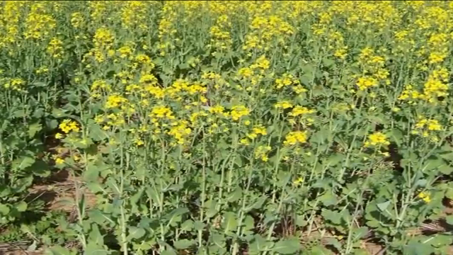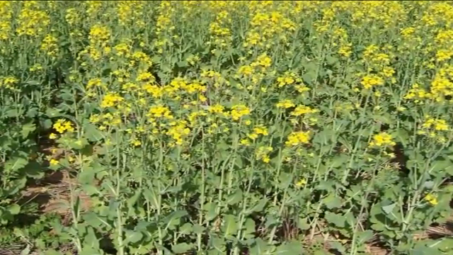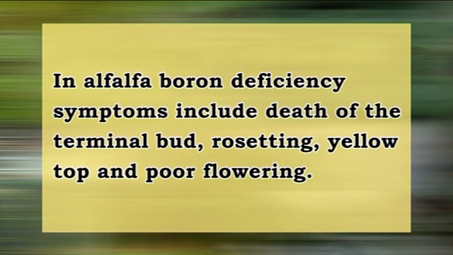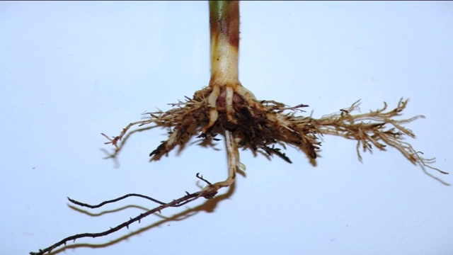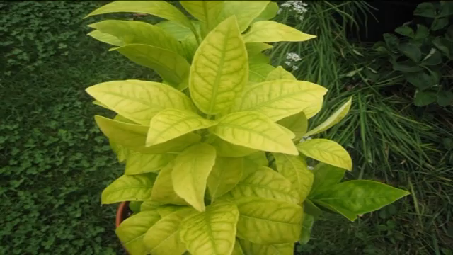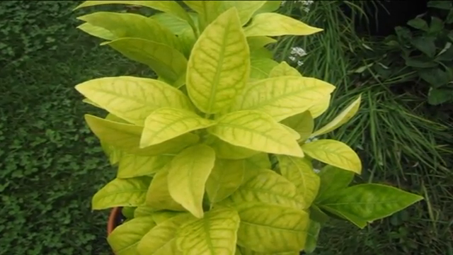In canola, the symptoms of a boron deficiency can be confused with a sulfur deficiency. In alfalfa, boron deficiency symptoms include death of the terminal bud, rosetting, yellow top and poor flowering. When a boron deficiency is moderate, seed yield is often reduced without any evidence of severe deficiency symptoms during vegetative growth. Chlorine. Chlorine deficiencies are very rare. Therefore, symptoms are seldom observed. Symptoms may include stubby roots, some chlorosis of new leaves and plant wilting.